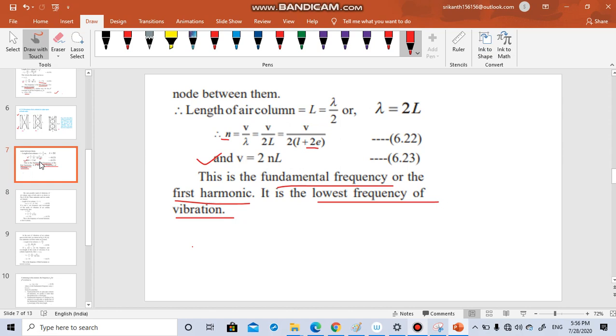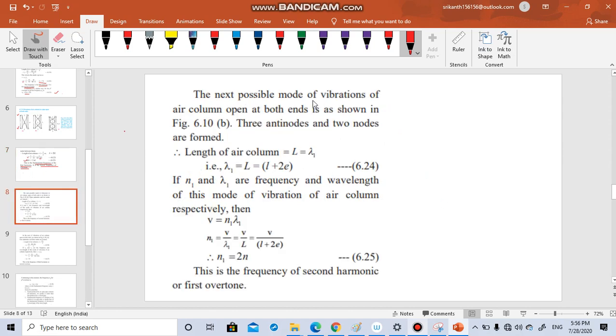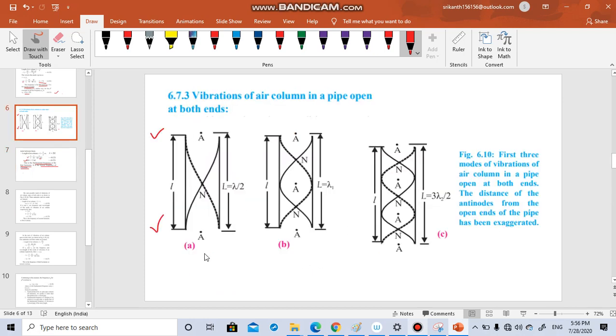Now like in the previous case, we have to calculate the overtones. The next possible mode of vibration of the air column open at both ends is shown in the figure. This is the natural mode. In the next case, how many nodes are created? 2 nodes are created. We have taken the first overtone. Here 1 node is created, here 2 nodes, here 3 nodes. Like that only we will move on. After 1 node, 2 nodes will be created. After 2 nodes, 3 nodes will be created.